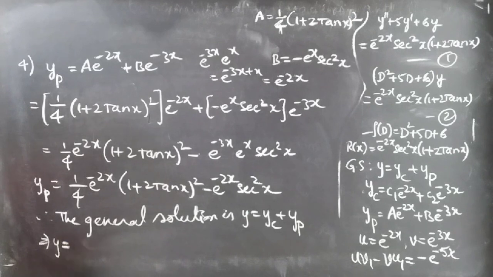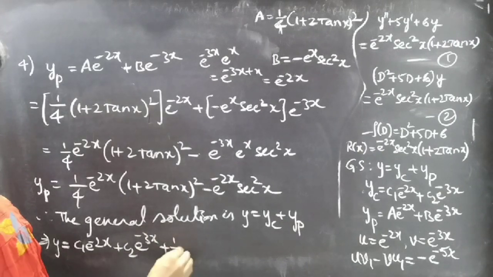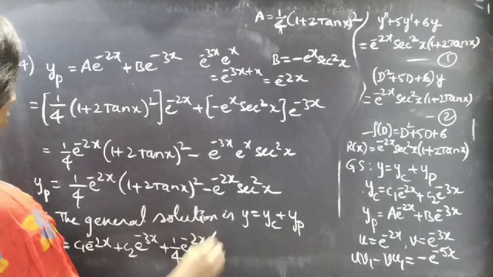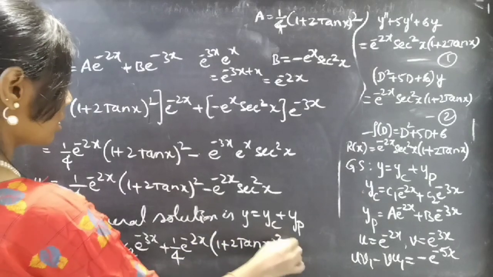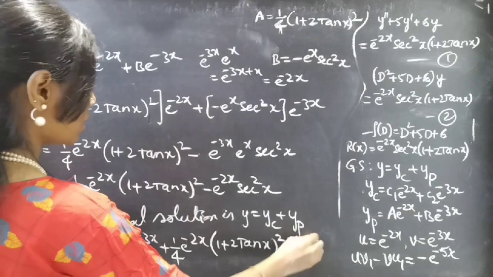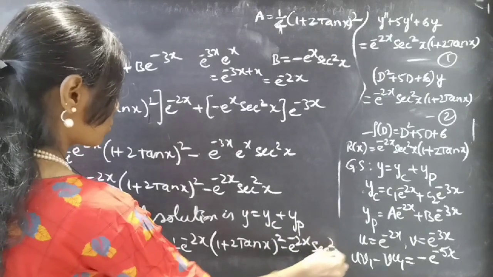Then we'll get y equal to yc, c1 e power minus 2x plus c2 e power minus 3x, plus yp, that is, 1 by 4 e power minus 2x of 1 plus 2 tan x whole square minus e power minus 2x secant square x. This completes the problem.